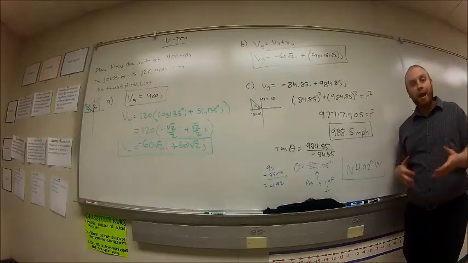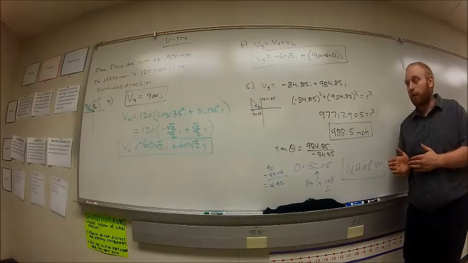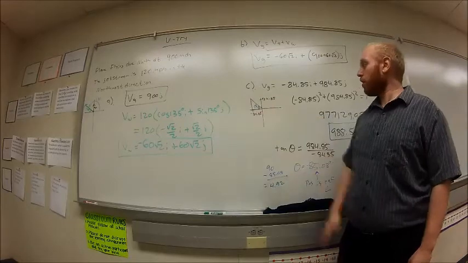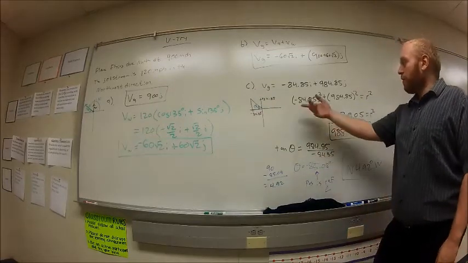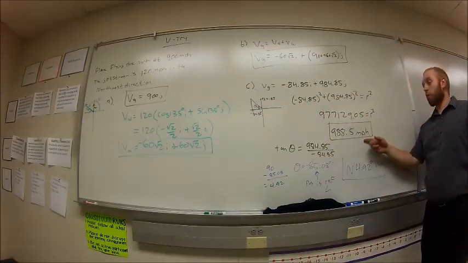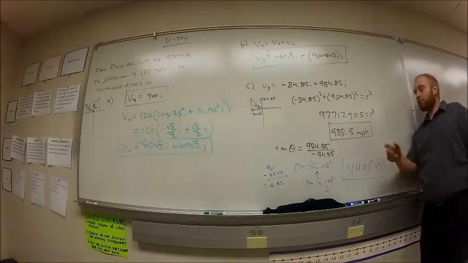Now for the actual velocity of the plane. Remember, that's the magnitude of the resultant forces vector. So I graphed it real quick, and I did the Pythagorean theorem. And you'll get that it was going 988.5 miles per hour.